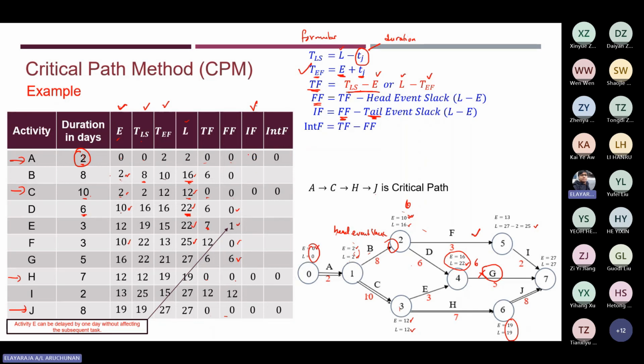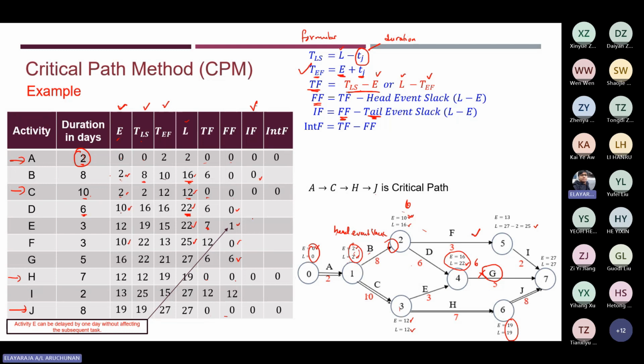Okay, so by right we automatically know that this is a critical path, so you get a 0. Now next, you look at activity B. For activity B, we know that the free float is 0. Then look up the tail event slack. The tail event slack is 2 minus 2, which is 0. So 2 minus 0 is 0, so it means 0 minus 0 is a 0.